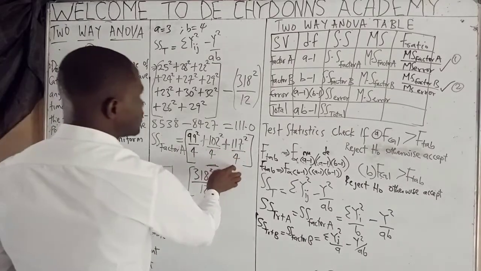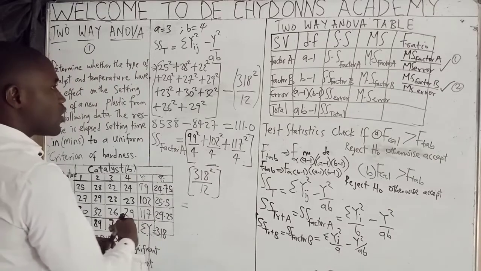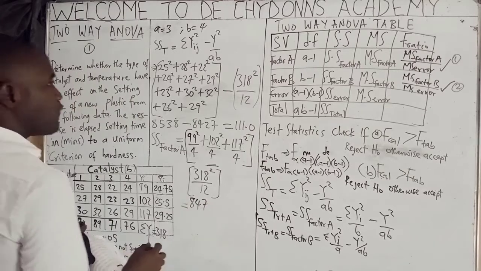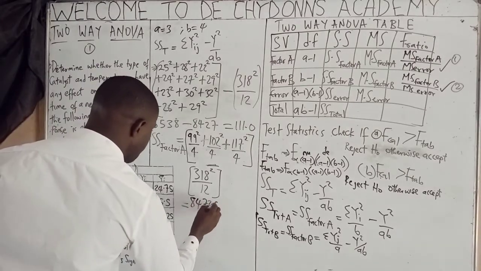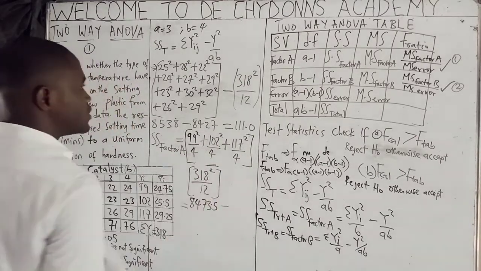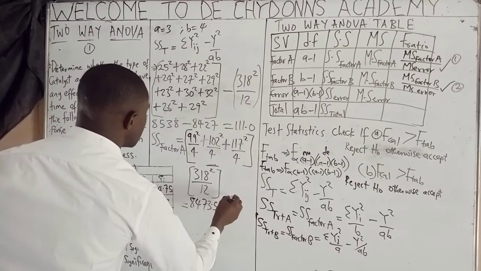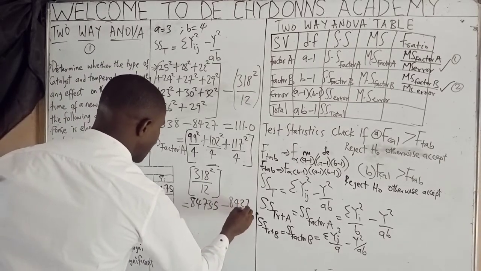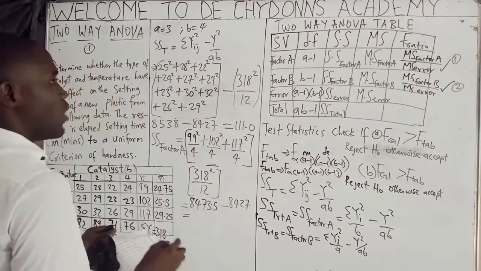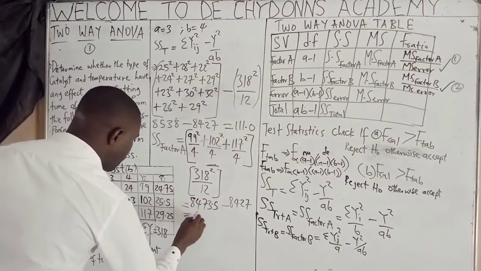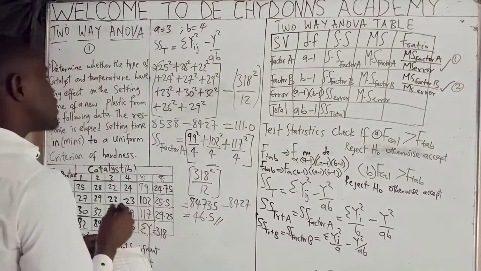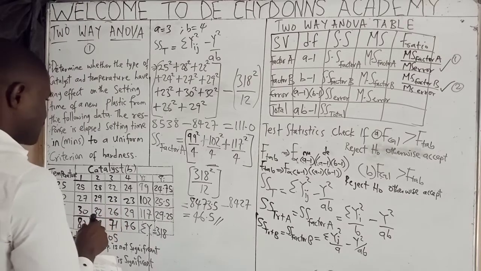When you compute this with a very good calculator, you'll be having 8473.5. That is what we get from here. Then minus, compute this, that will be giving you 8427 as we got from the first one. So when you subtract the two, you'll be getting 46.5. So that is how to get SS factor A.